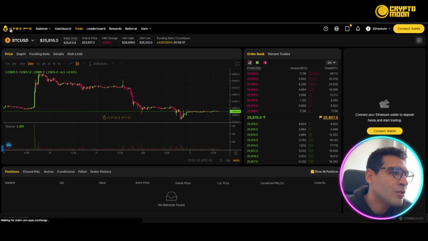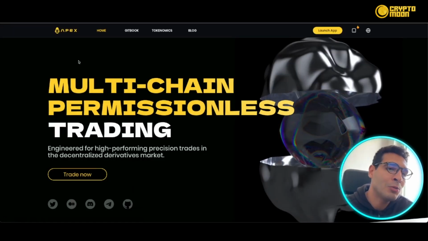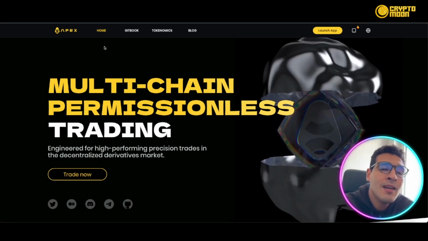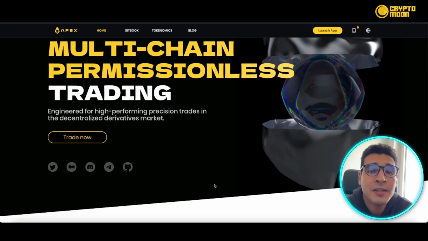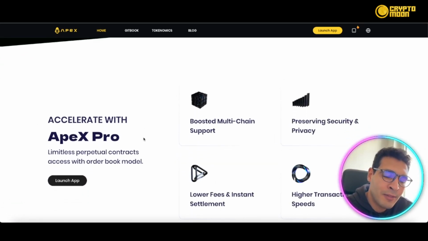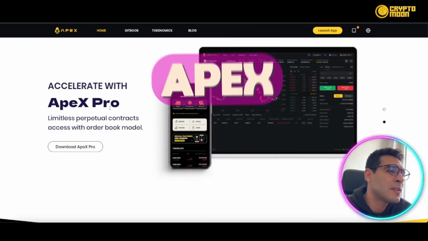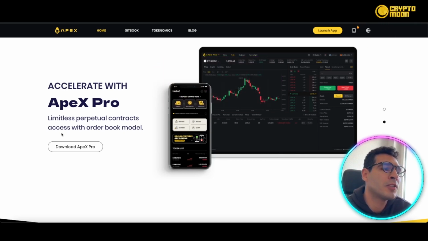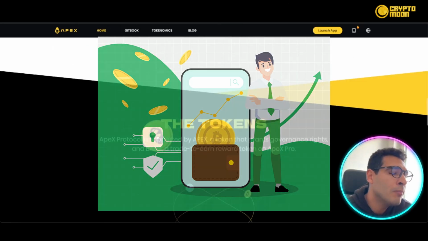Here let's talk about this project and its aspects before we jump into trading, which is of course the main focus of this app. It's an exchange, so you can predict it to offer you a trading experience, but there are some background things and foundations you need to understand first. Here you can accelerate with ApeX Pro and limitless perpetual contracts access with an order book model. Here you can download the app. The app gives you everything at your fingertips and you're good to go in a few minutes, and things are quite straightforward.